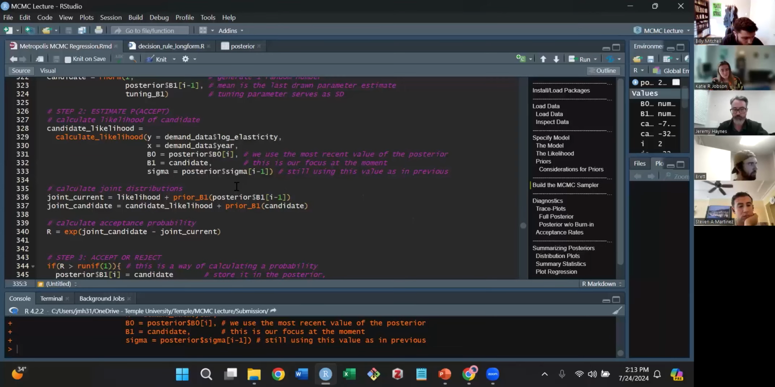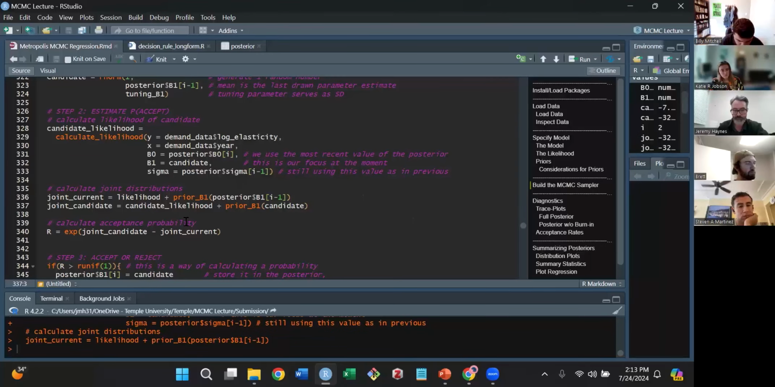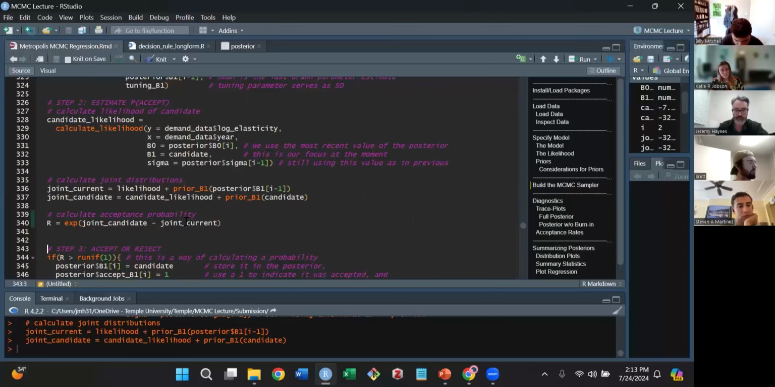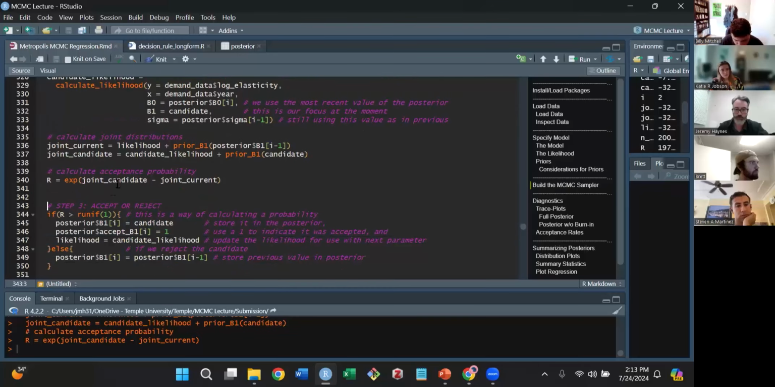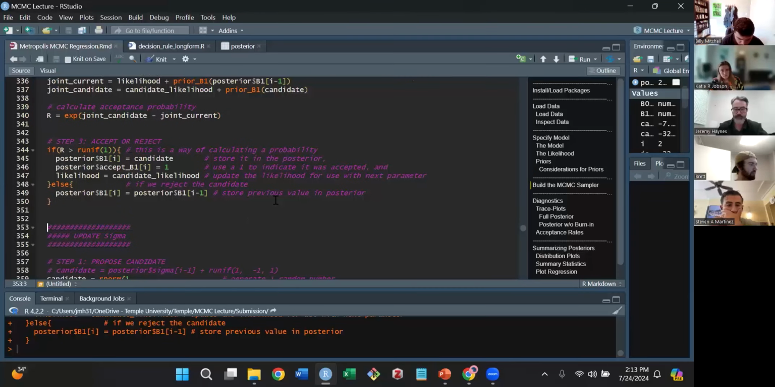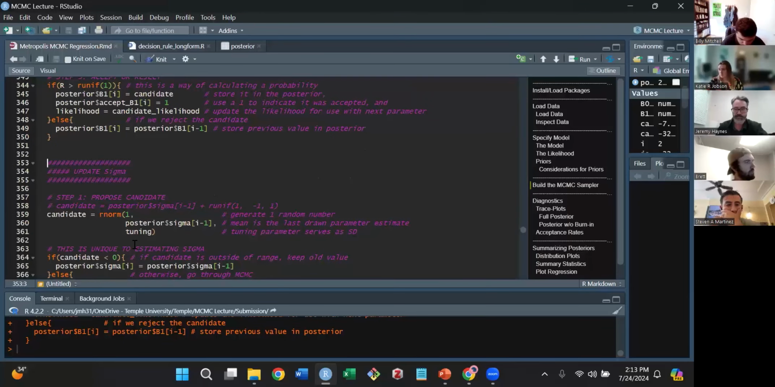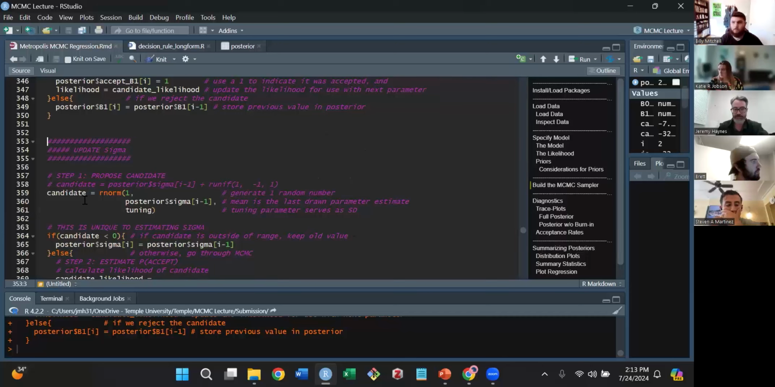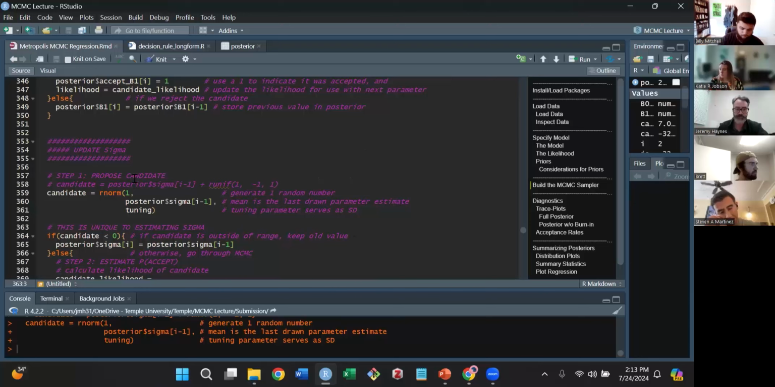And then again, we're going to calculate our joint probabilities. So we'll run this code, calculate R, run through steps 1 through 3. This is all exactly what we did before. Updating sigma is basically the exact same process. There is one little difference that's a little bit odd, but it works out fine.